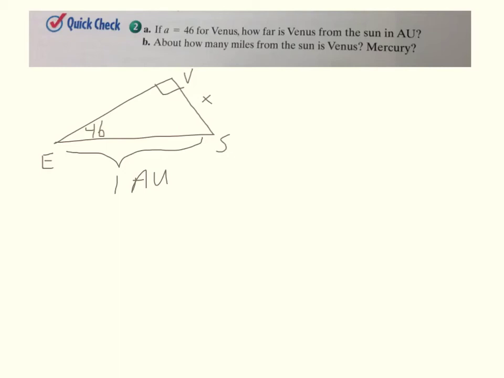Okay, hopefully you're going to use sine of 46 degrees equals opposite over hypotenuse. Multiply both sides by 1. X is going to be approximately equal to the sine of 46 degrees. We punch that into our calculator and we get x to be approximately 0.72 astronomical units, almost 3/4 the distance from the Sun as the Earth is.